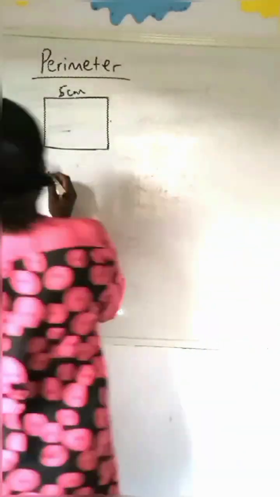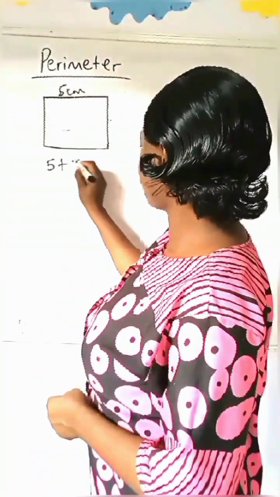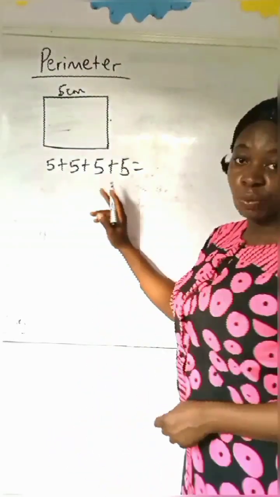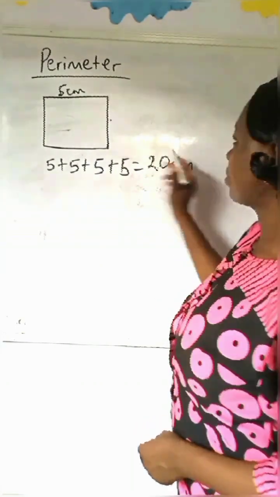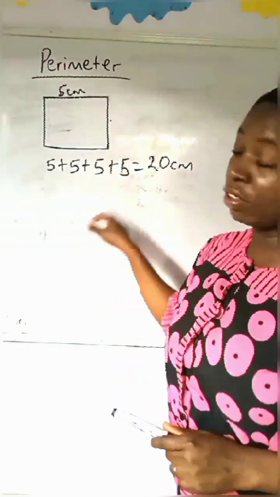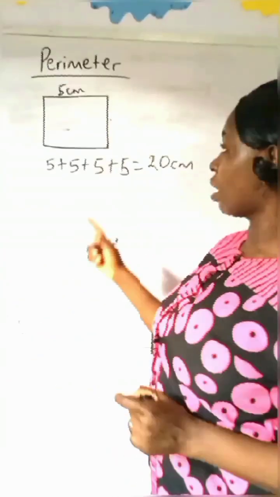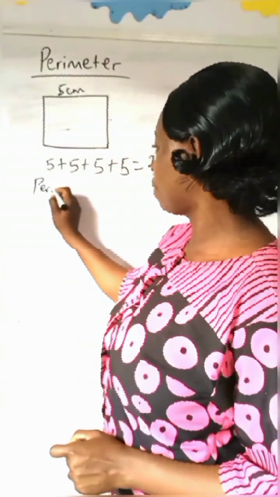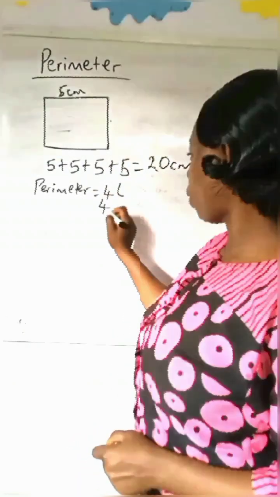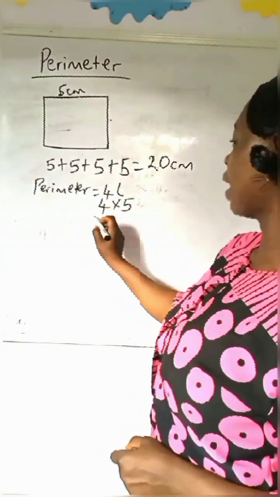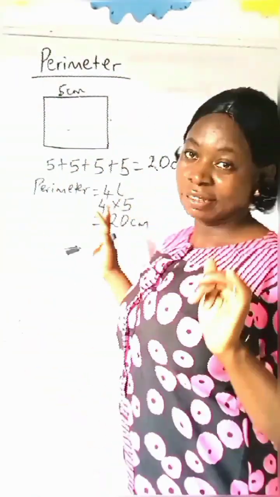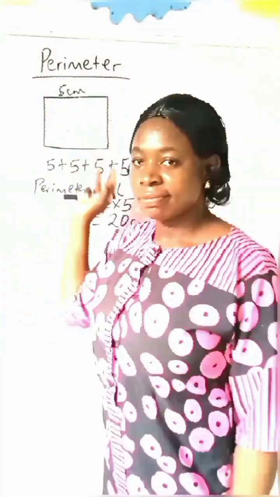So I'll do it this way. 5 plus 5 plus 5 plus 5. And that will give me what? 20 centimeter. Because all the four sides are equal, you can simply do it the easiest way. Since it is 5 in 4 places, just say 4 times 5. So the formula for calculating the perimeter of a square is perimeter is equal to 4 times L, which is 4L. That means 4 times 5, because we have our L to be 5. And that will give us 20 centimeter. So for this square, our perimeter is 20 centimeter. Just by adding up the lengths, you get the perimeter.